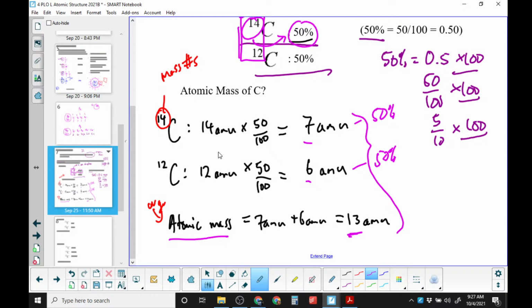To calculate the average another way, you don't just take 14 plus 12 divided by 2. You can calculate it from the percentage. You can say, well, the weight of half of it, if half of it's carbon-14, then 50% of 14 is 7. So we're getting 7 from one half and 6 from the other. So in total, we've got 13 for a total weight. Does that make sense? Okay.